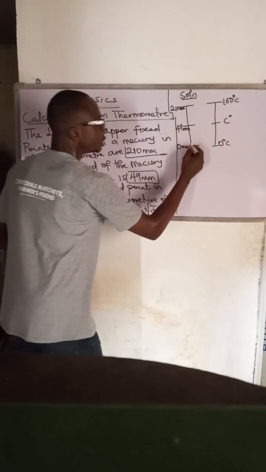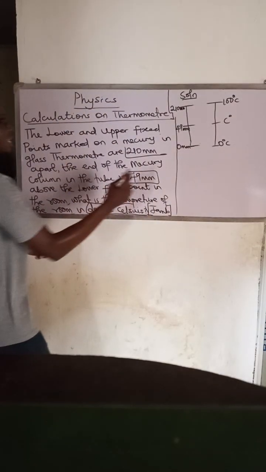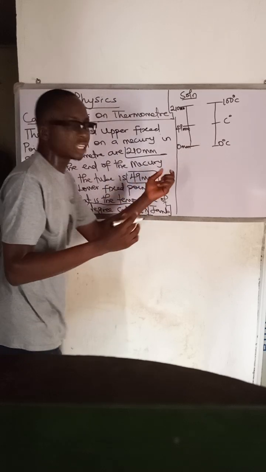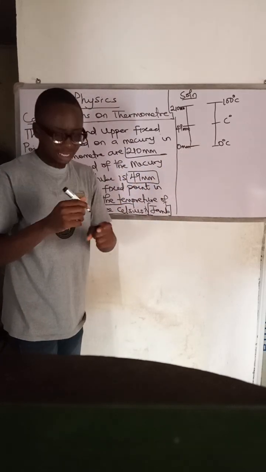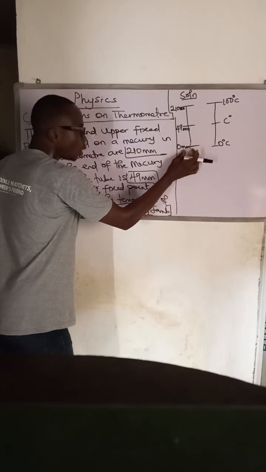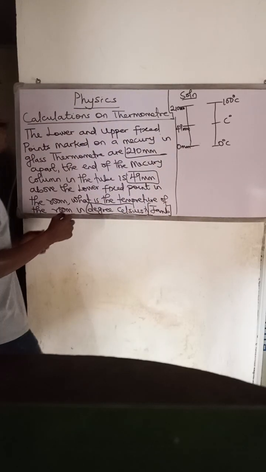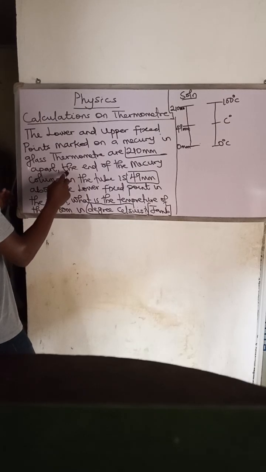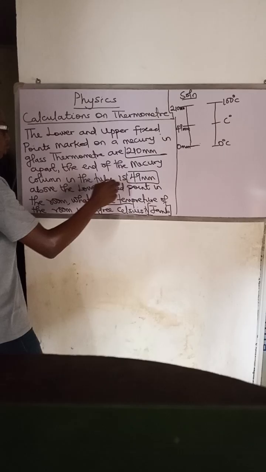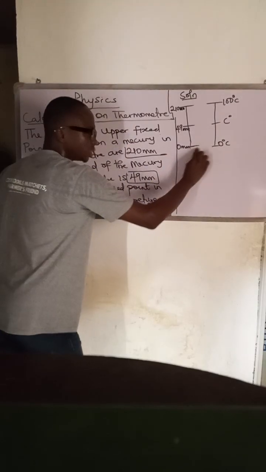Now, this is called the lower fixed point. Alright, now it is always 0 millimeter. This question is given in millimeter, some other questions will be given in centimeter, but this particular question is given in millimeter, and this point is always 0. Please take note. Now, in this question, they say that the end of the mercury column in the tube is 49 millimeter above the lower fixed point.